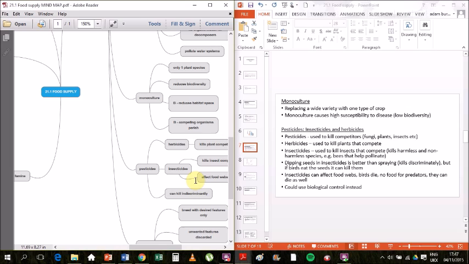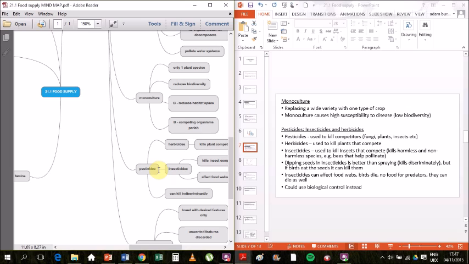One other thing that we can mention here is biological control. A biological control is something you can use instead of a pesticide. A biological control is another organism that you put into play to kill off the pest that you have originally.